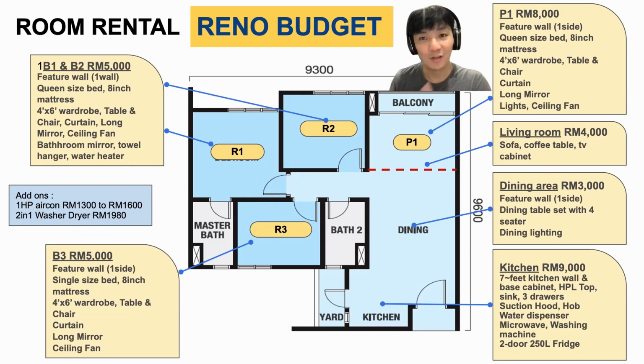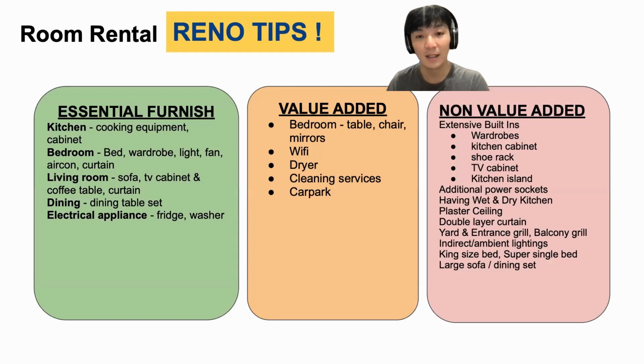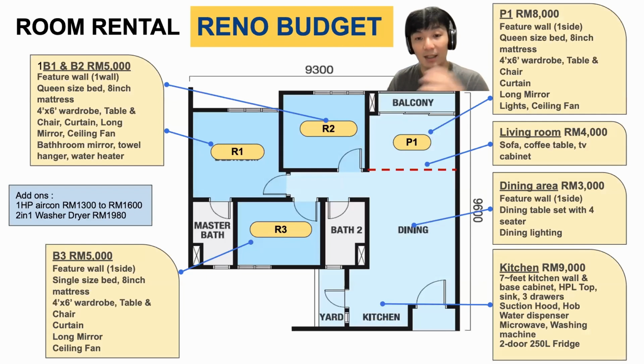Other than this, you don't need anything until you fulfill all of these. Then, it depends. You may want to give them a bigger TV, indirect lighting, or invisible grilles at the balcony for safety purposes, and so on.